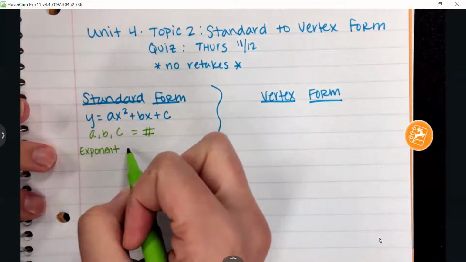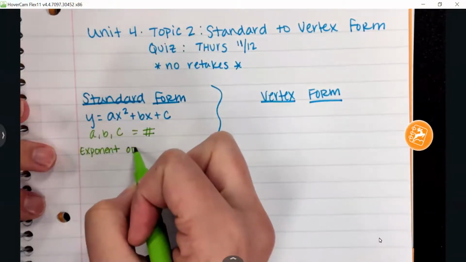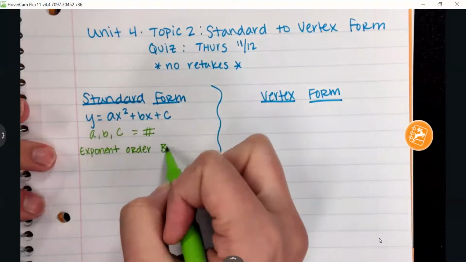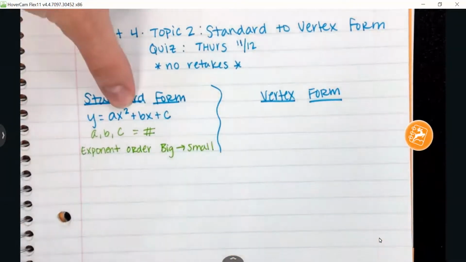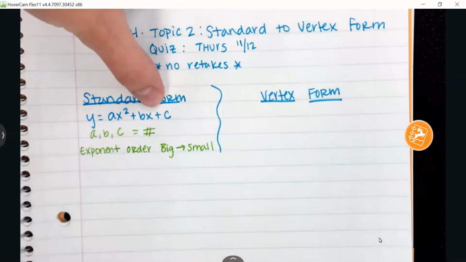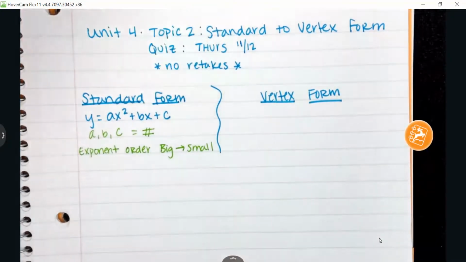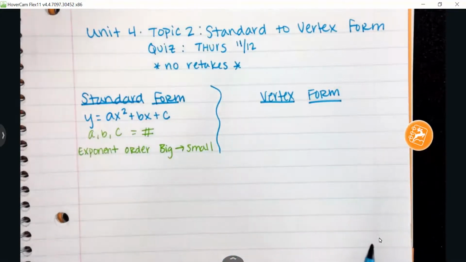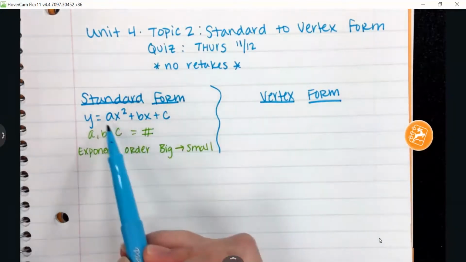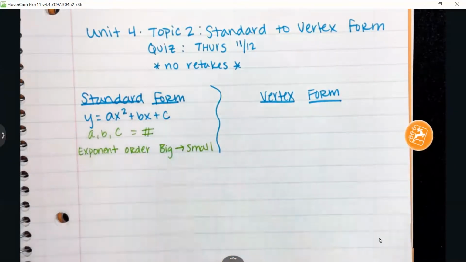My exponents have to be in order from big to small. So I have to have an x squared, then an x, then a number. If it's not in that order, you have to put it in that order, okay? So standard form, which you're gonna use from now until probably April. So you have to know what standard form is. Ax squared plus bx plus c.